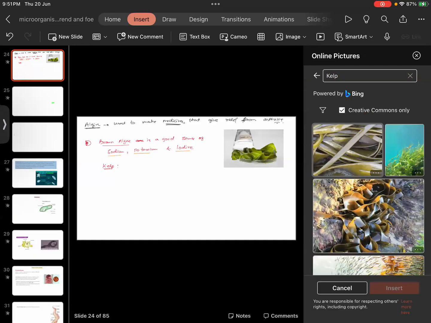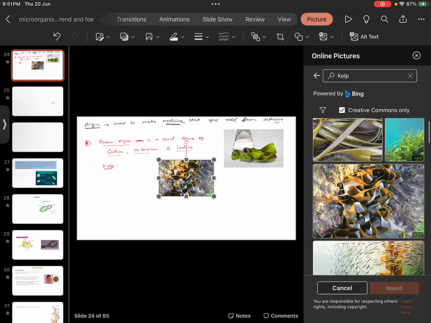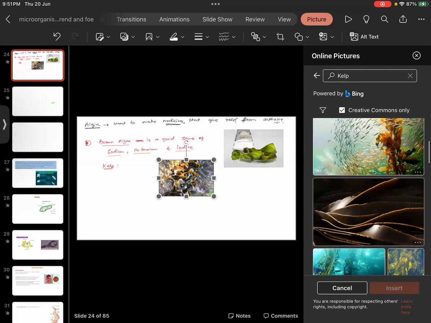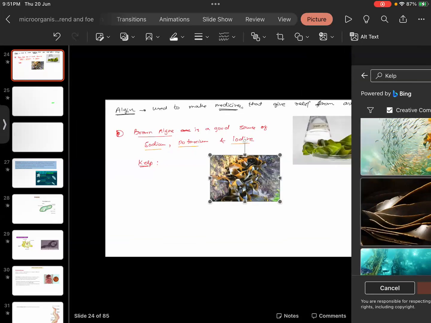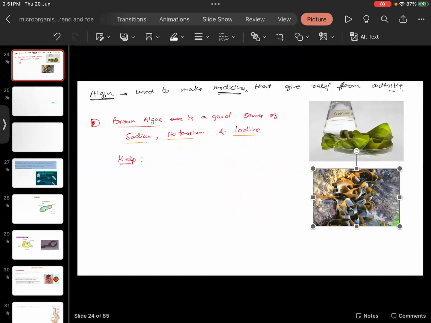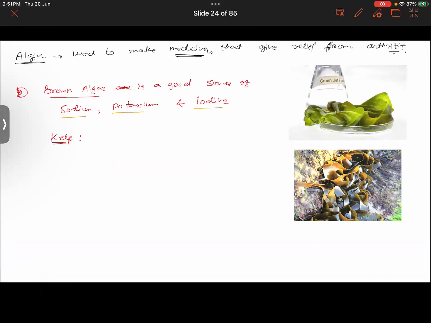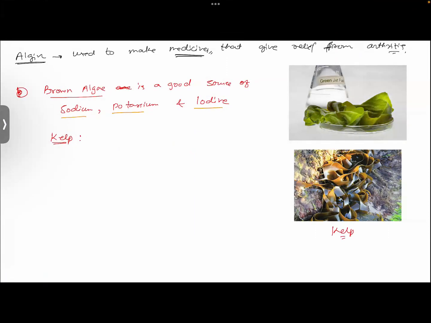See, this is what kelp is, guys. Ever seen this, like on YouTube or somewhere? Yes, sir. Yeah, that is kelp. And kelps are a good source of iodine. Okay? Iodine is obtained from kelp.